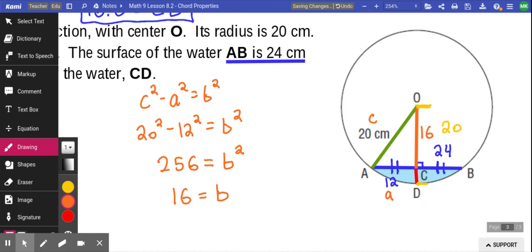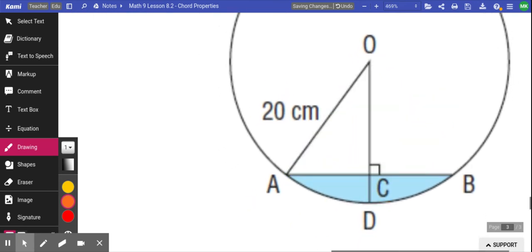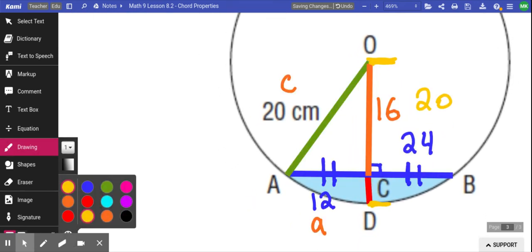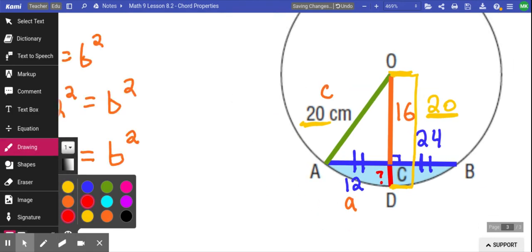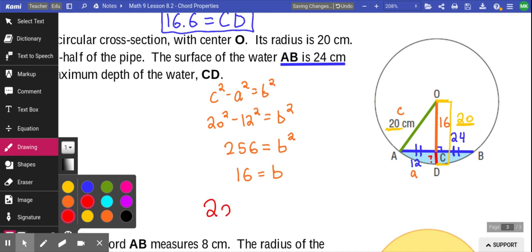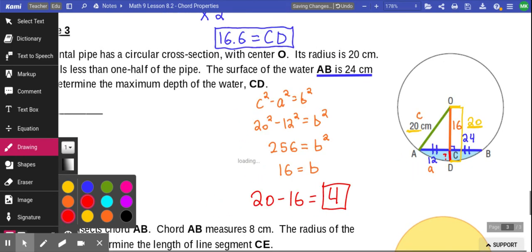And now when I look at my triangle, I have this line, the yellow that I've drawn. From here all the way to here must be 20 because that's a radius, right? And we know our radius is 20. This part is 16, the orange part. If I want to find this red section in here from C to D, then all I need to do is go 20 minus 16, and that would equal 4. So my depth of the water CD is 4 centimeters.